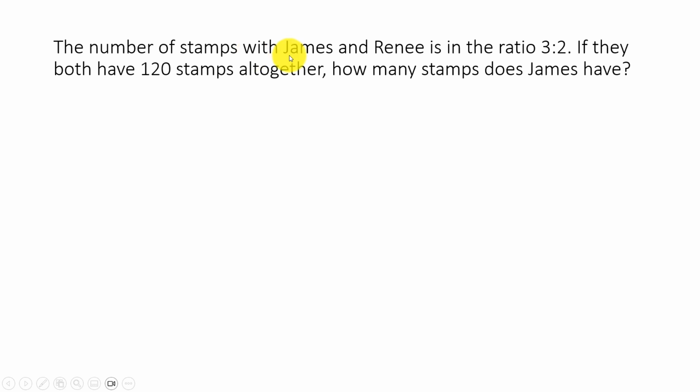The number of stamps with James and Renee is in the ratio 3:2. If they both have 120 stamps altogether, how many stamps does James have? So the first statement, the number of stamps with James and Renee is in the ratio 3:2, which clearly shows the order of the names: James comes first and Renee comes second. So how we tie them together is James has 3 units and Renee would have 2 units.